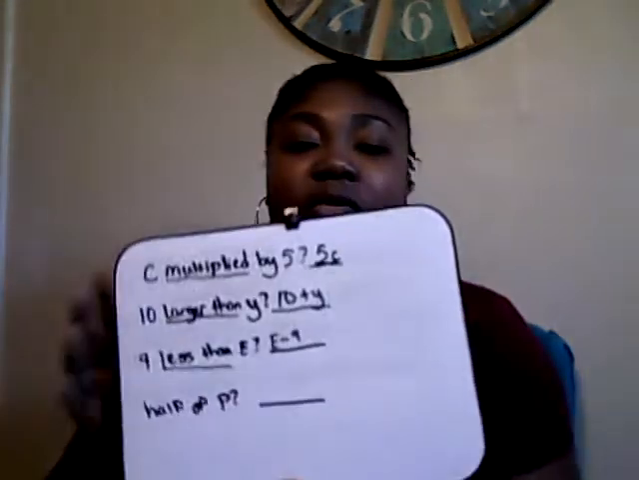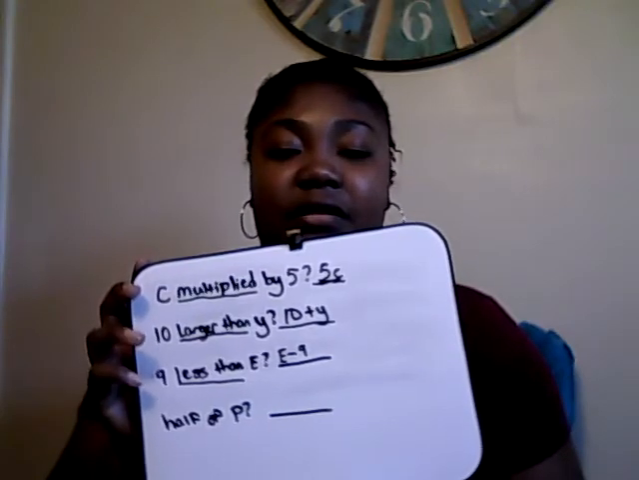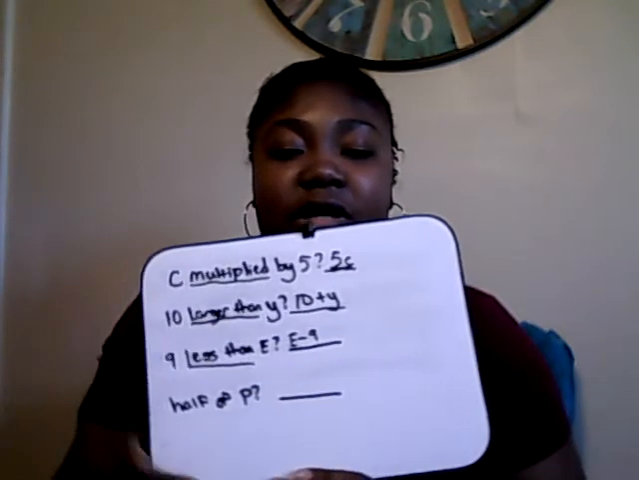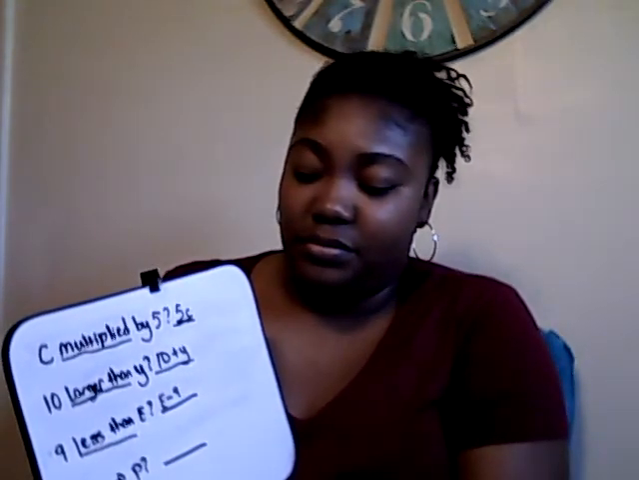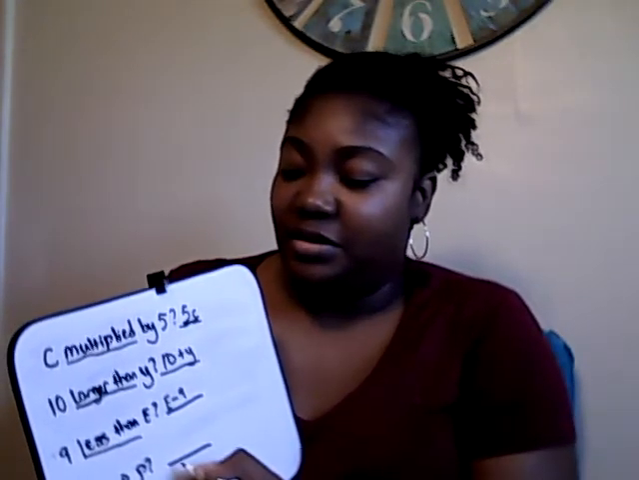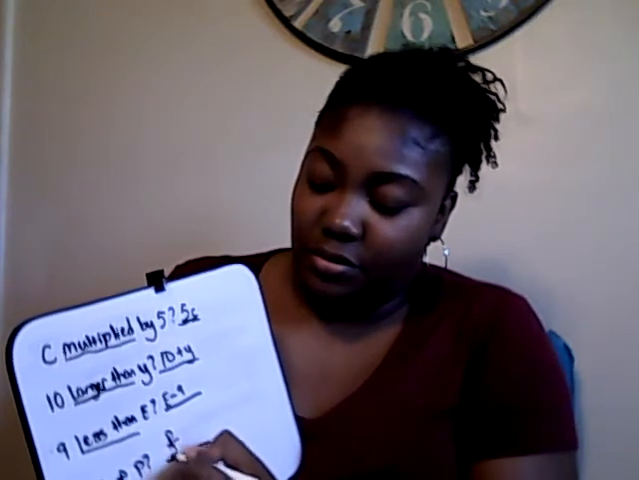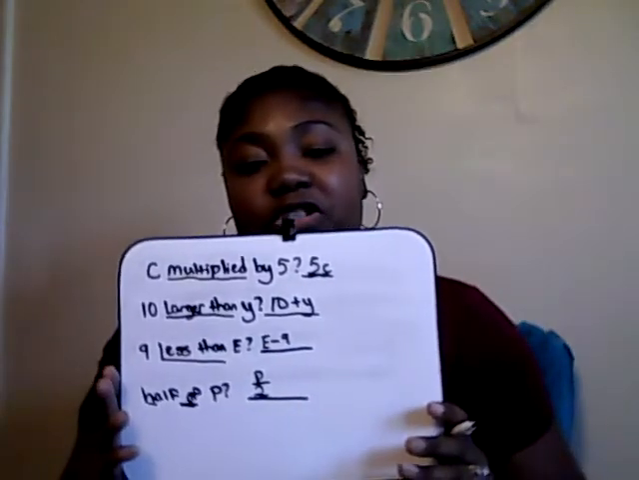And then, do we have another one? Yes. Our last one will be half of P. How would that be written out? Half of P. And how would we write this out? So half of would be the keyword. P over 2 would be the answer.